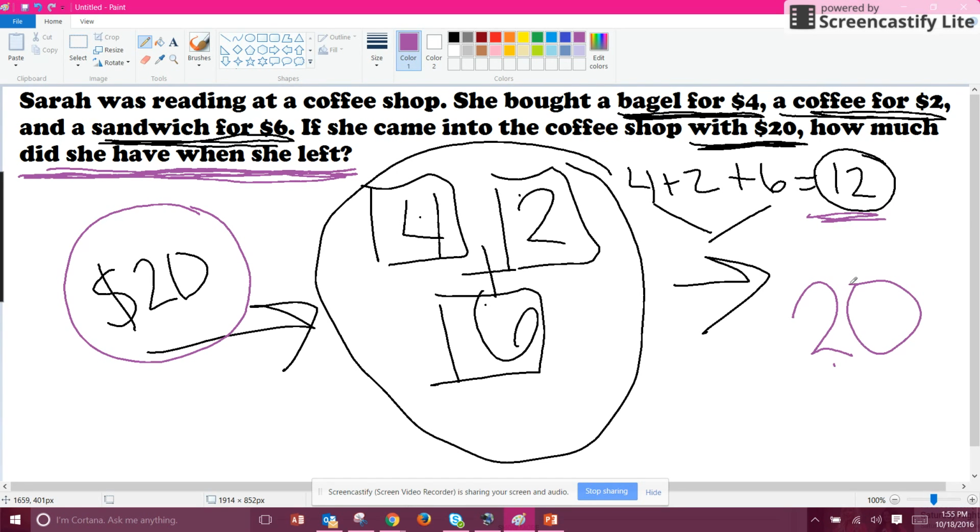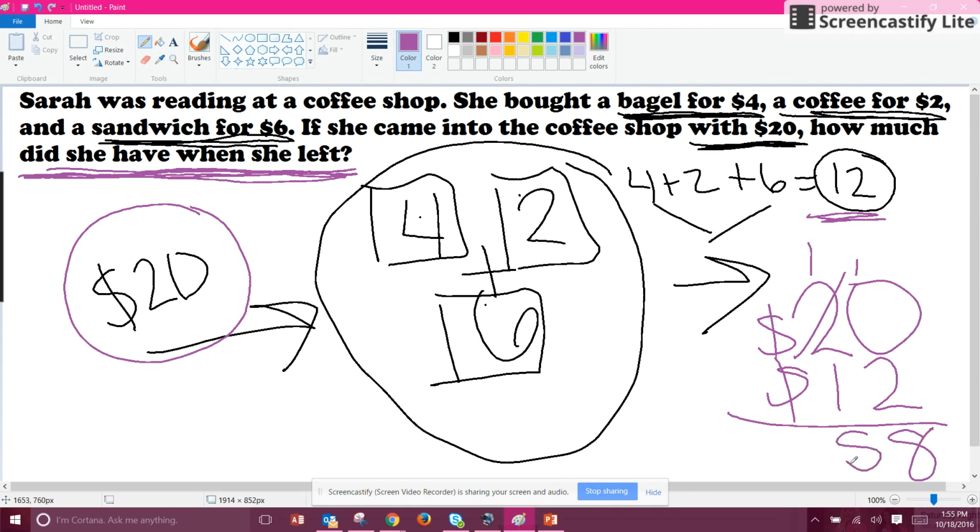subtraction. I left it blank there in case you wanted to answer it. $20 minus $12. From this, that's 10. 8 left. 1 minus 1 is 0. So she walked away with $8.